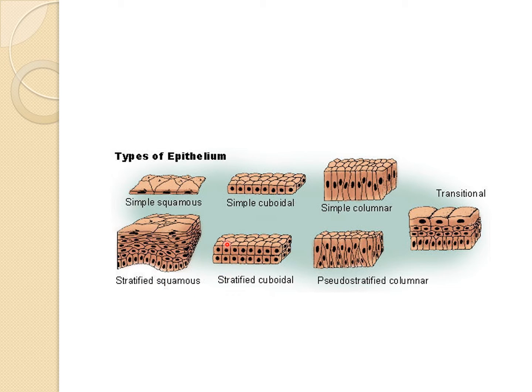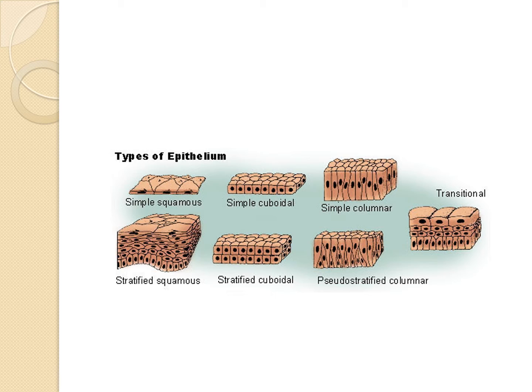Here there are 2 or 2 to 3 layers, and the shape is cuboidal, so the name given is stratified cuboidal epithelium. Here there is a single layer but it looks like multiple layers, so this epithelium is called pseudostratified columnar epithelium. And here the epithelial layer changes; the outermost layer is dome-shaped. If the bladder is full, there is a squamous epithelium. So this epithelium is called transitional epithelium.